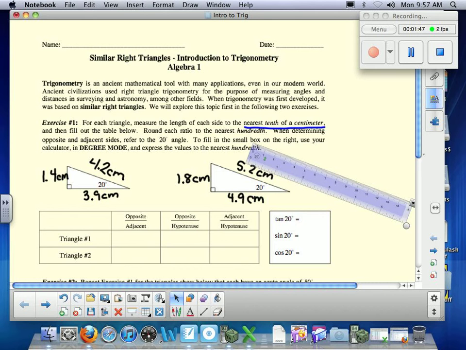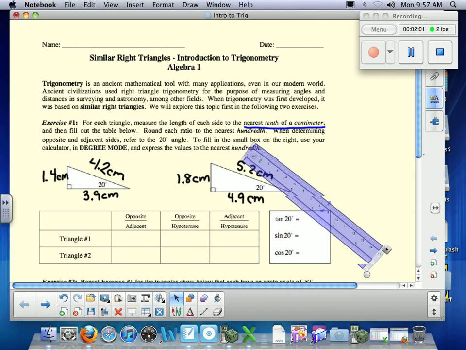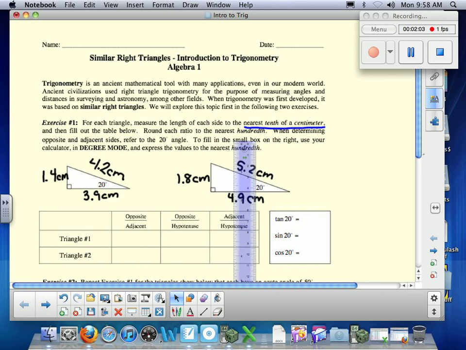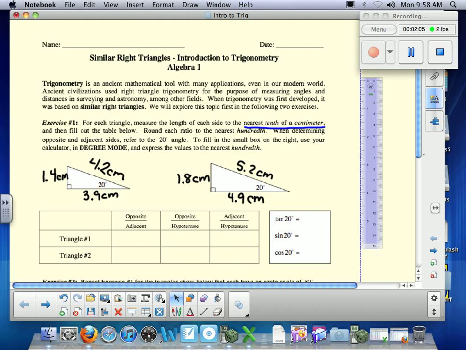What is the tan, sin, and cos? We'll get there. Right now, I just need your measurements, please. I'm just going to write down yours. So those are the measurements I have. If yours are pretty close to mine, then perfect.